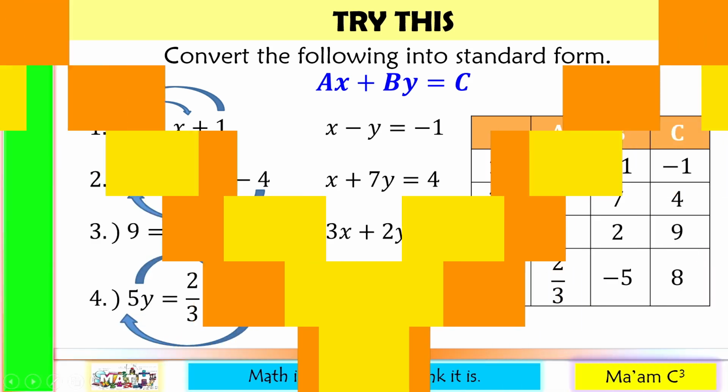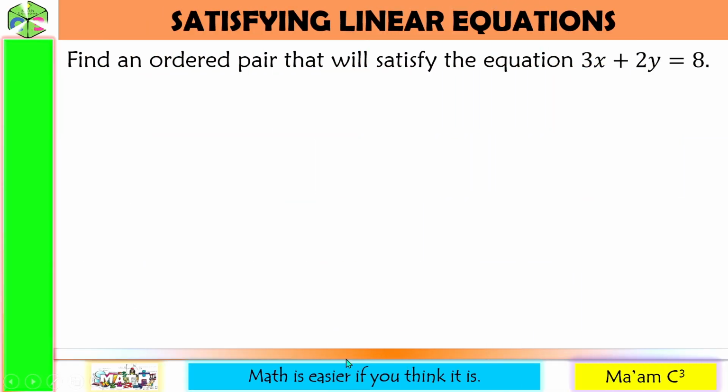Let's have another activity, satisfying linear equations. In our previous lesson, you have learned about ordered pairs. What if you are asked to find an ordered pair that will satisfy a given equation? If this is the case, I'll give you a technique. The best way to do this is to let x be equal to 0. So I'm going to substitute 0 for x here.